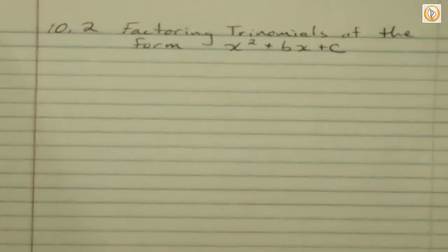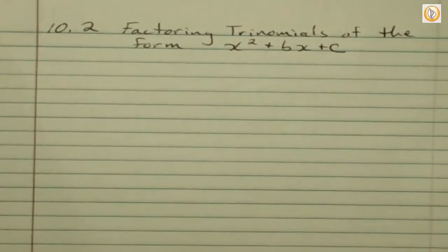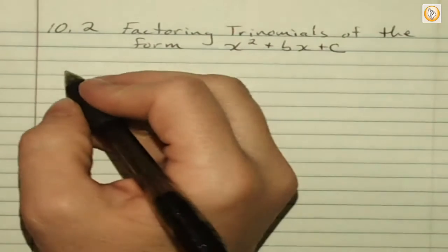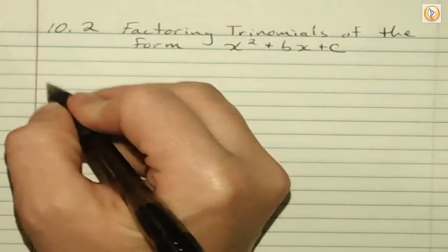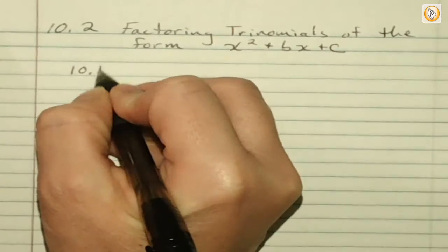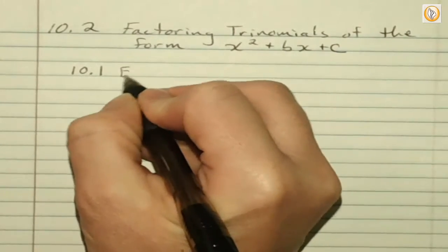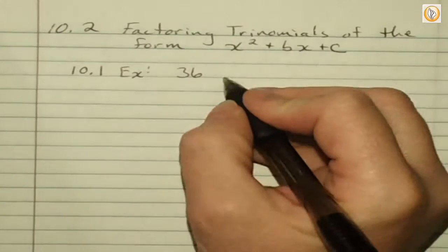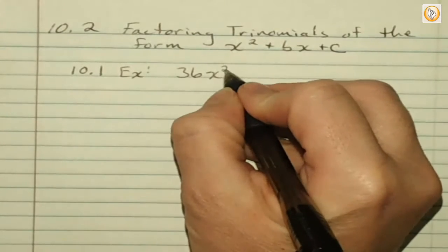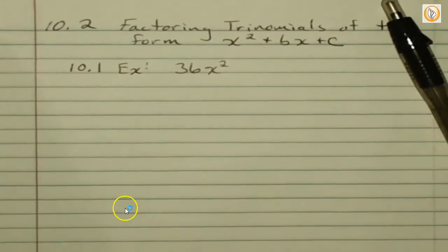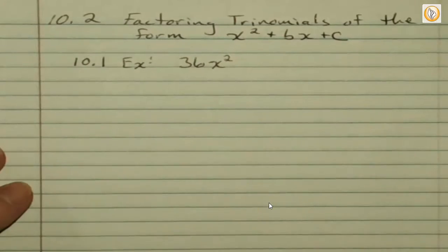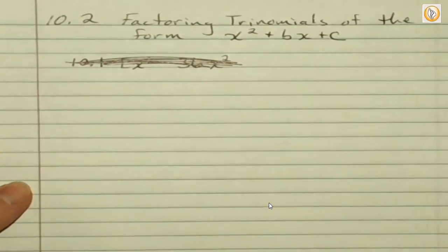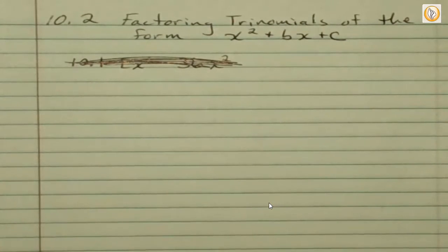Okay, so let's do a refresher course from yesterday. I'm going to put 10.1. This is from yesterday. You're writing this down. Remember, yesterday we had 36 x squared. Hold on. Okay, because of that interruption, we don't need to see that. All right, y'all remember yesterday. Let's move on.